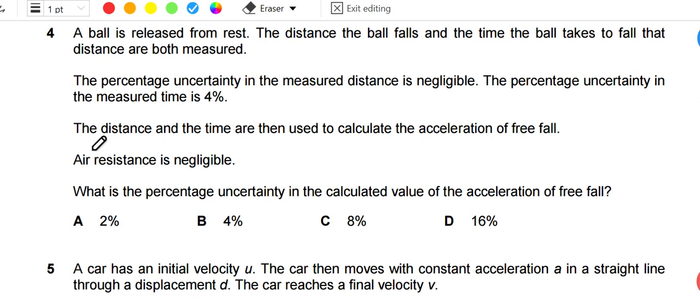So we have the equation of motion, s equals ut plus half at squared. u is 0 because the ball is released from rest. So a equals 2s over t squared. For s, it is 0. Okay. And for t squared, it is 2 times 4.